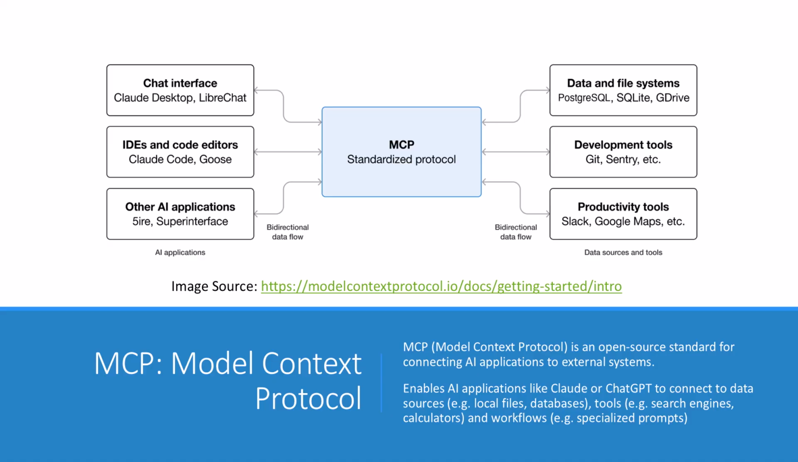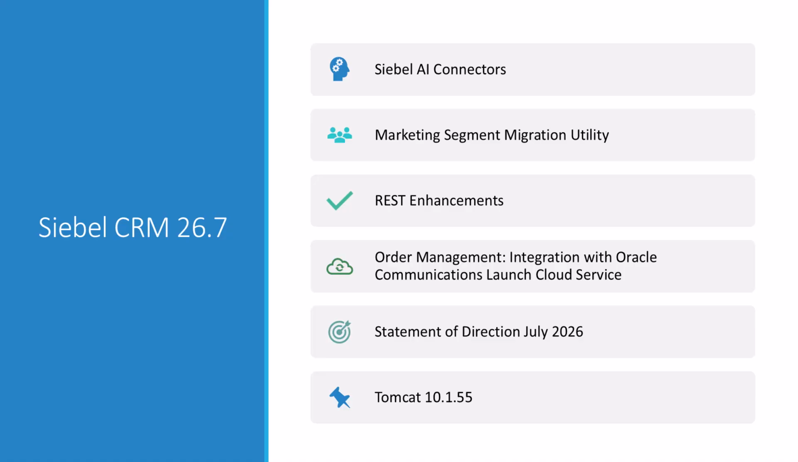Yes, you heard that right. Stop vibe coding your own MCP server and check out what Siebel 26.7 has in store. Siebel AI connectors allow administrators to quickly deploy MCP servers atop of Siebel Open Integration so your favorite AI agent can access it. The marketing segment migration utility is something that many Siebel marketing customers have been waiting for.